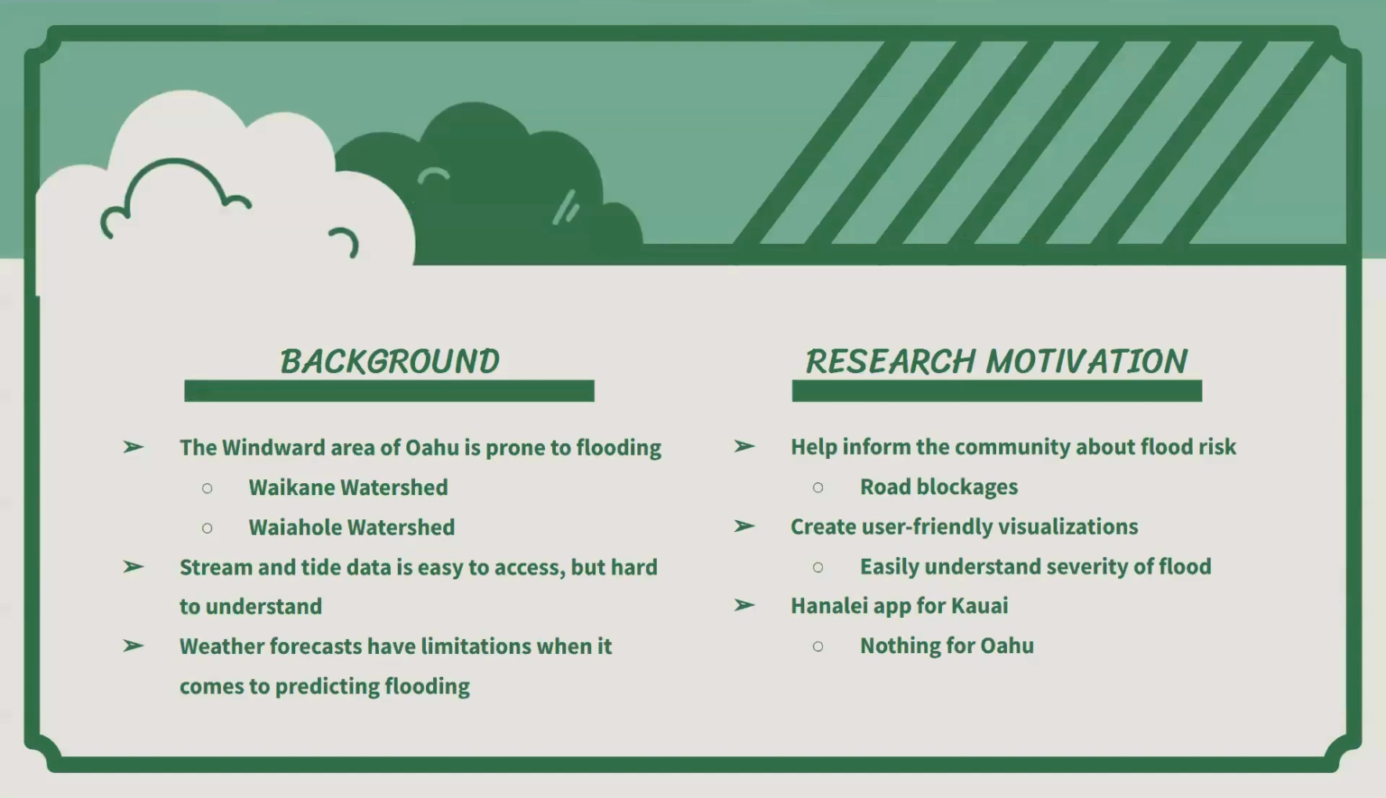So for some background, the windward area of Oahu is prone to flooding, and these areas tend to have some road blockages and a lot of issues, especially because the Waikane watershed and Waiahole watershed stream heights tend to fluctuate during times of rain and hurricanes. And although stream and tide data is really easy to access, it's really hard to understand, especially for the community and just like common people. And although weather forecasts can give information on flooding, they do have their limitations.